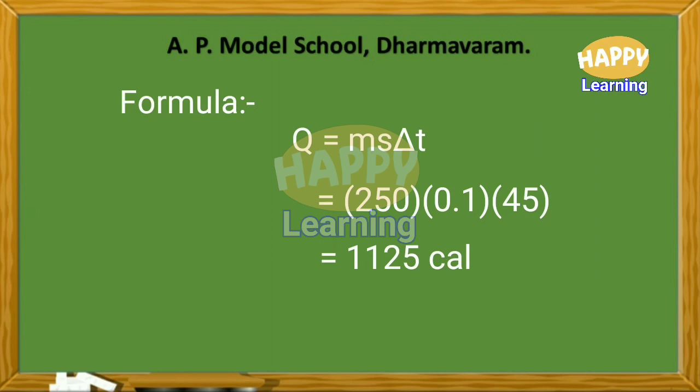1125. As this is heat energy we have calculated and all the values are substituted in CGS system, this 1125 is the heat energy and is measured in calories. So unit is calories. So the final answer is Q equal to 1125 calories.